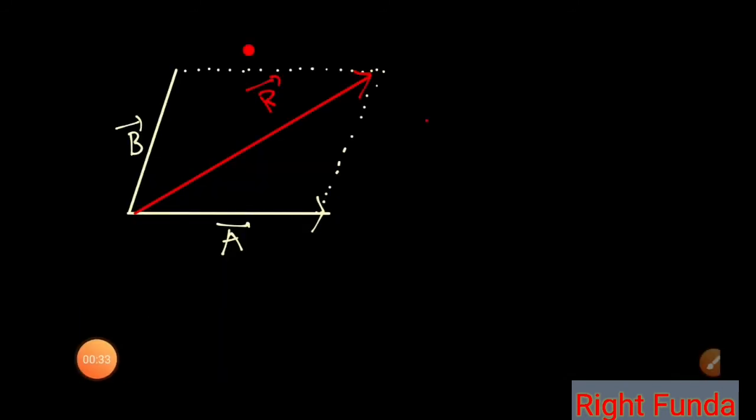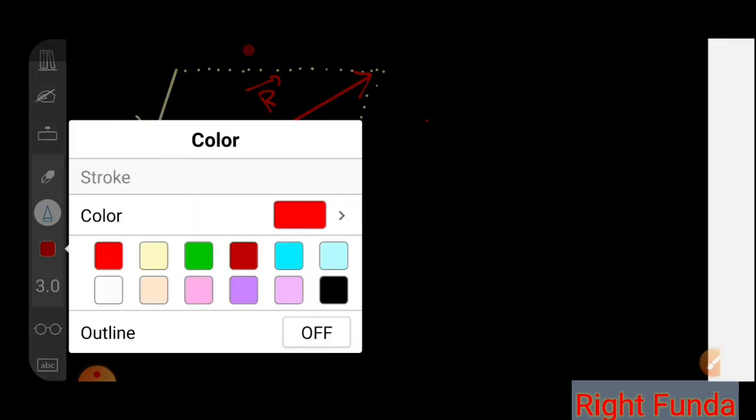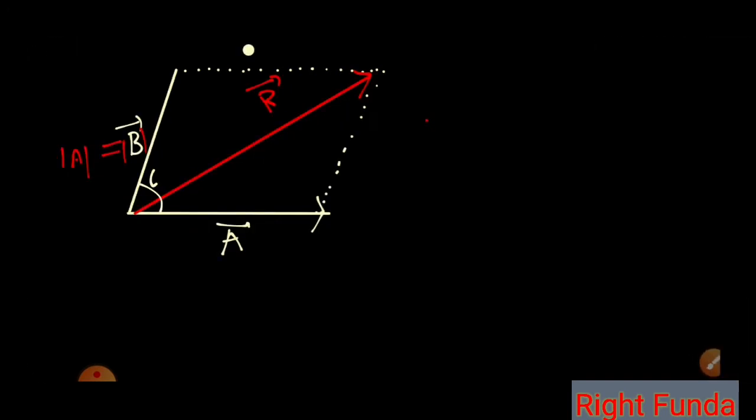So the question is saying that there are two forces, represented by the vectors A and B, and mod B is given as mod A. Both mod A and mod B are the same thing. Then the resultant is given like this, and suppose the angle between the two vectors is theta, which we have to calculate.